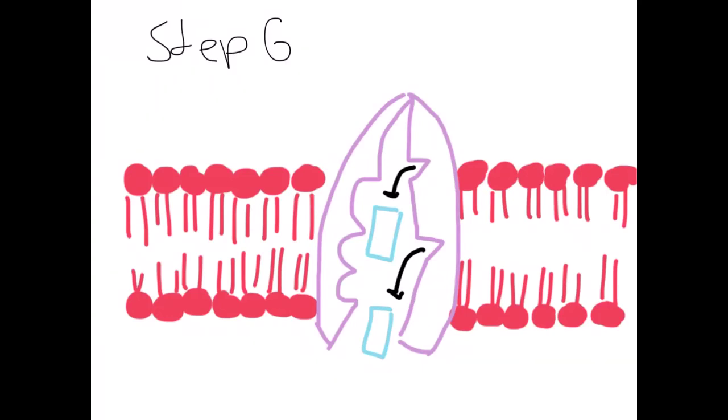For the final step, the 2 ions break off from the protein into the cell, thus maintaining the balance between sodium and potassium.